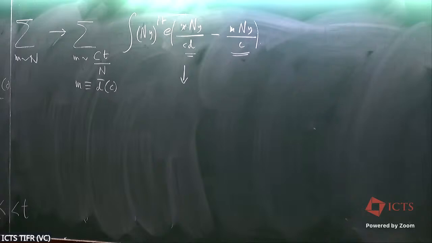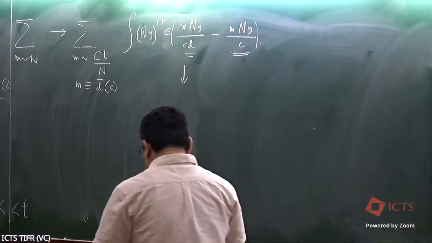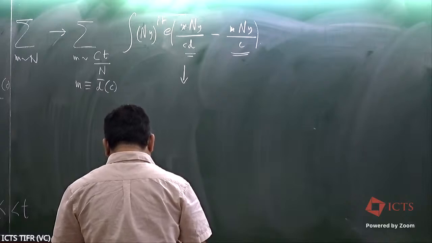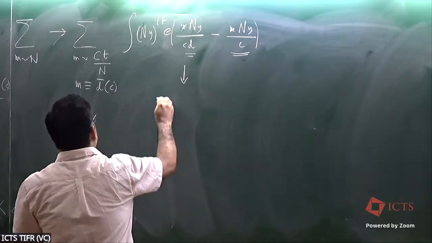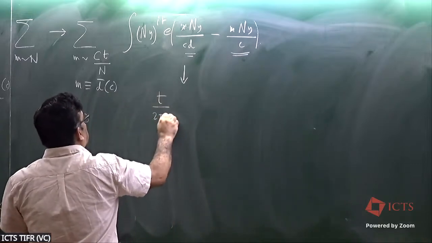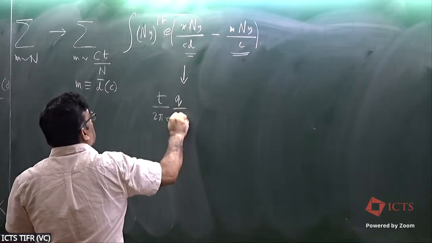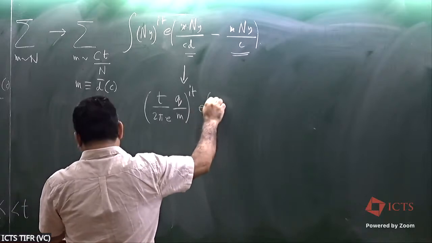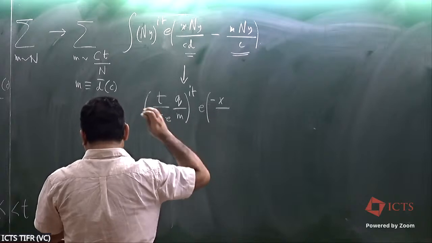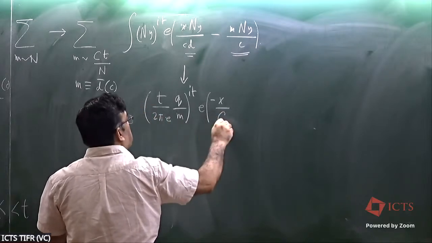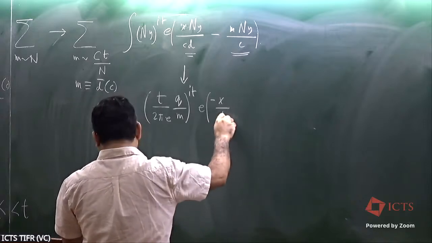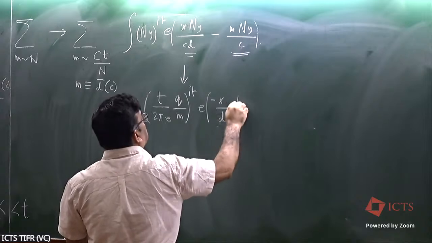Let me tell you what you get by explicit computation. Okay. So we'll have here T by 2 pi, e of q m to the power it. Okay. And then you have e of minus x by q. So c. In this case, it's not c, it's d. 2 pi.